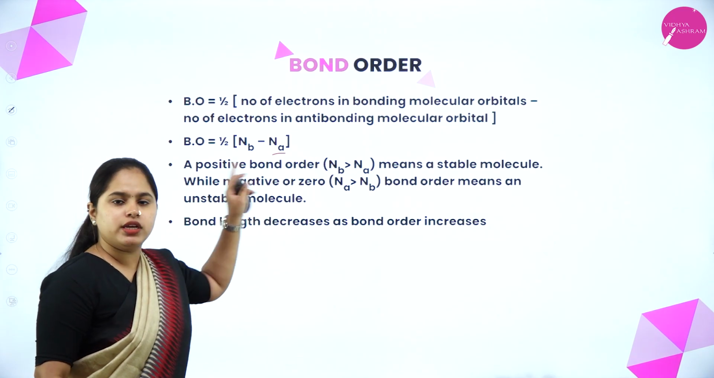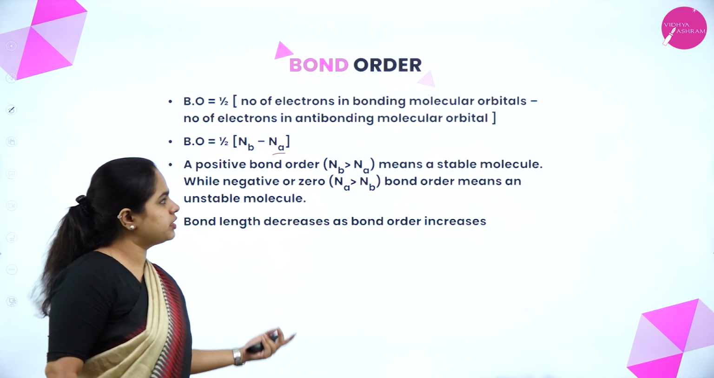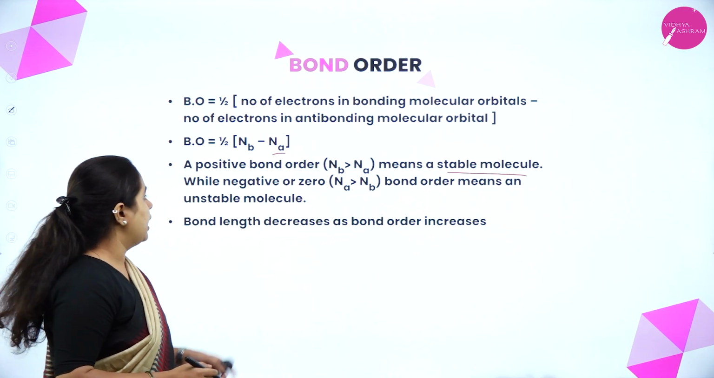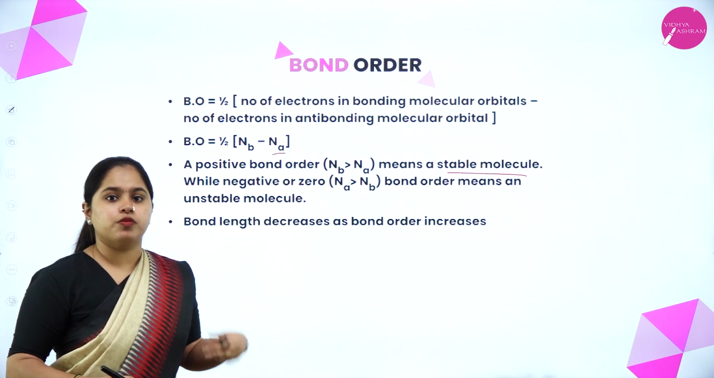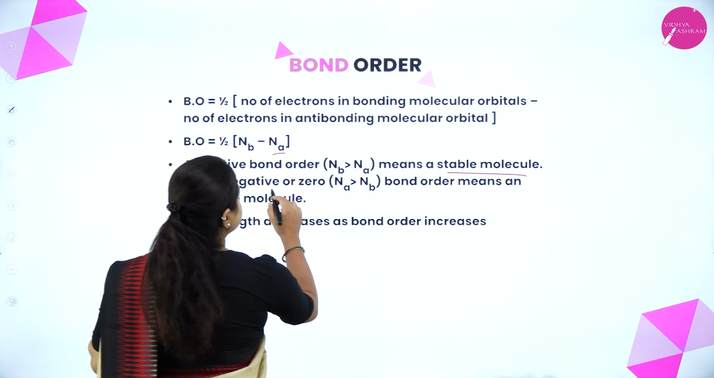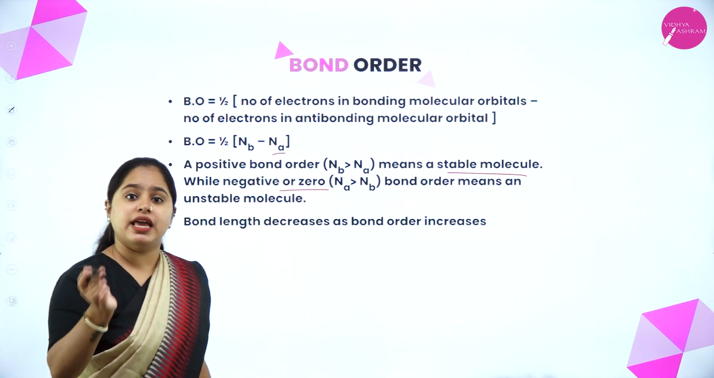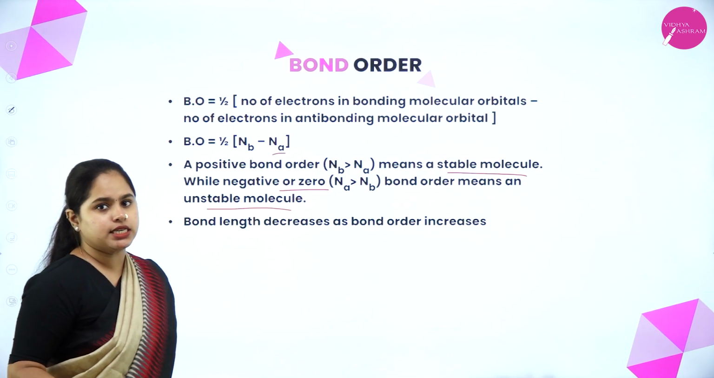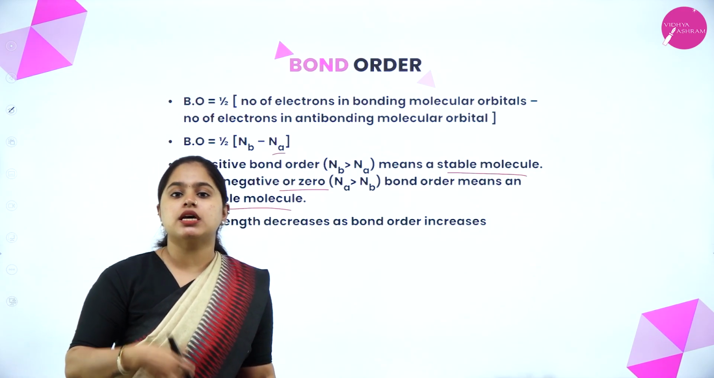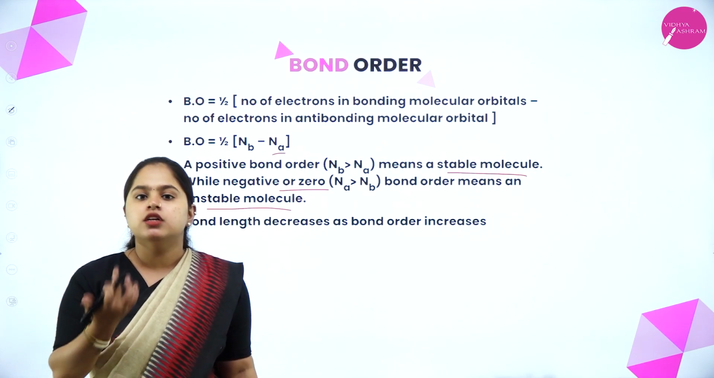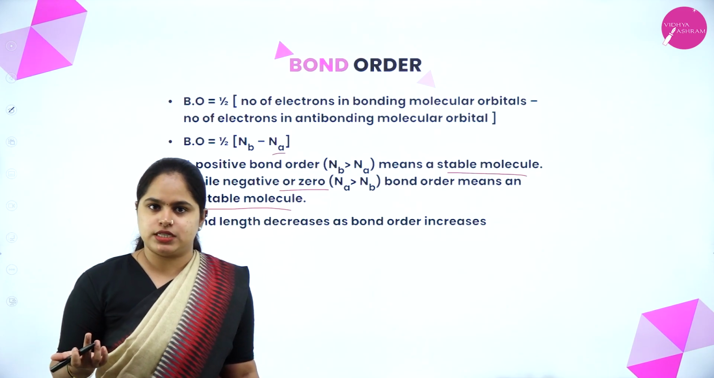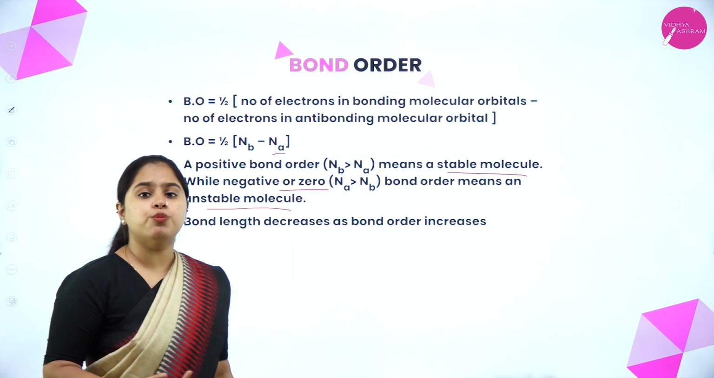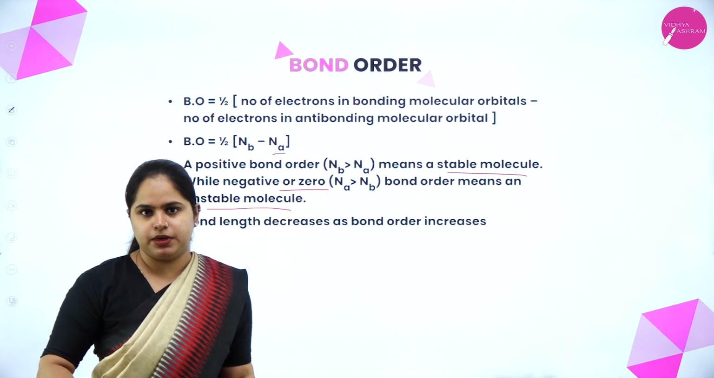So if you calculate the bond order and you get a positive value, we can predict that the molecule is stable, right? And if you get a negative or zero value, that is when Na is greater than Nb, that means the molecule is unstable. A bond order of 0 means a bond is not even formed there. So in that case, how can you say the molecule is stable? The molecule will be unstable.